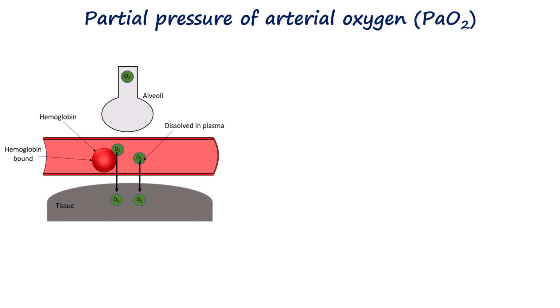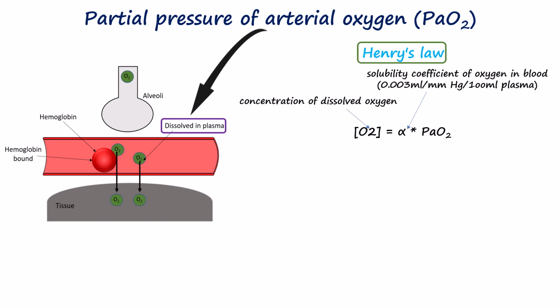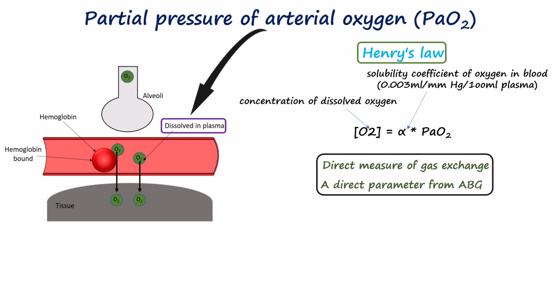PaO2 measures the amount of oxygen dissolved in the blood plasma and not bound to hemoglobin. The amount of oxygen dissolved in blood is determined by Henry's law, which states that the concentration of a dissolved gas in a liquid is directly proportional to the partial pressure of that gas above the liquid. It is a direct measure of how well the lungs transfer oxygen from the air into the blood. So, it reveals problems in gas exchange. PaO2 is directly measured in an arterial blood gas.